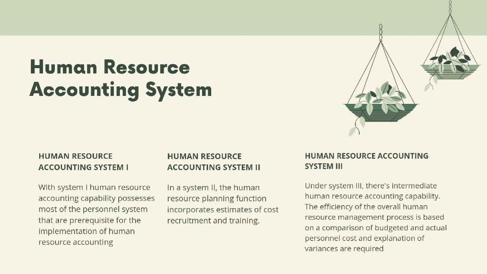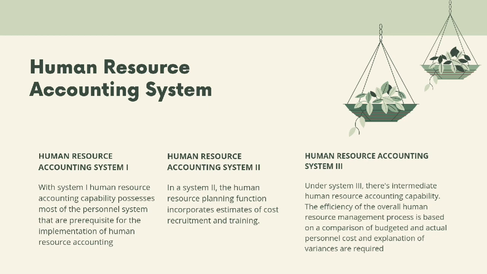So there are some systems. The first one is system 1, the human resource accounting capability that possesses most of the personnel systems that are prerequisite to the implementation of human resource accounting. And then the second one, system 2. The second system is where the human resource planning function incorporates an estimate of the cost, requirement, and training.